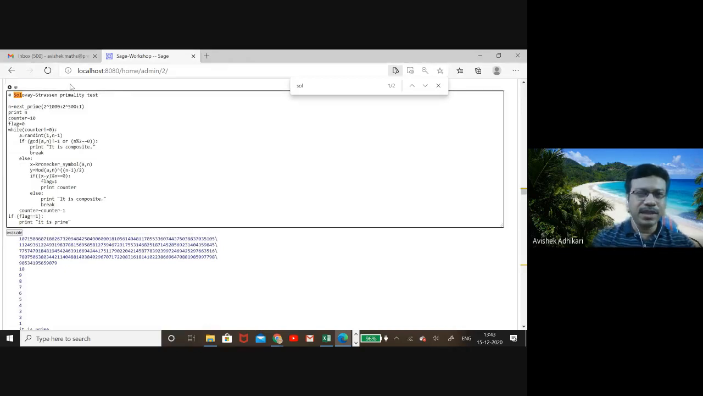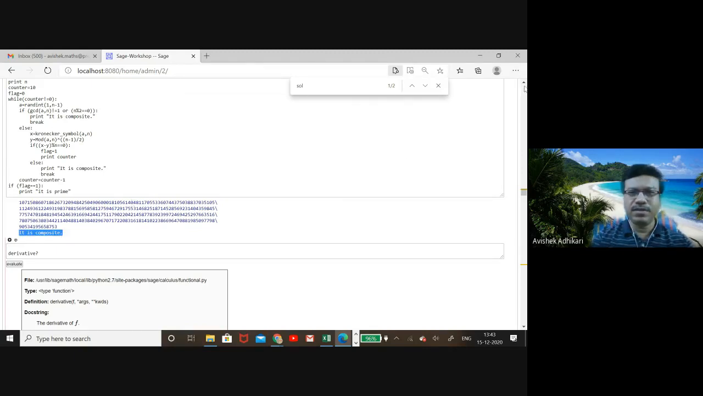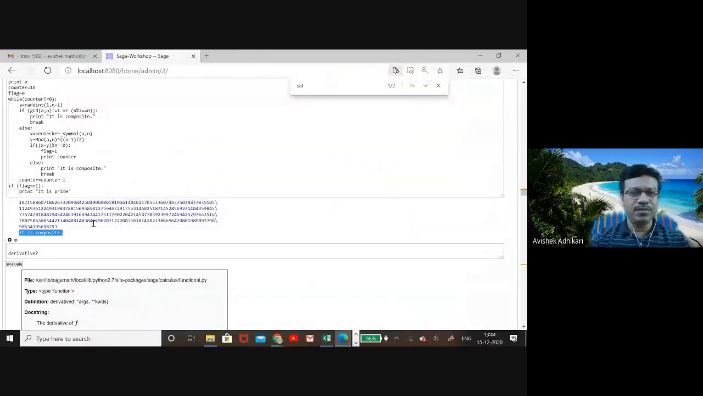But instead of the next prime, let me check with this number. The number is this. And see, it gives you readily that this number is composite. That means it gets some value a for which this equality does not hold. As a result, it will readily give you, with full confidence, that the number is composite. See how quickly it gives you the answer.